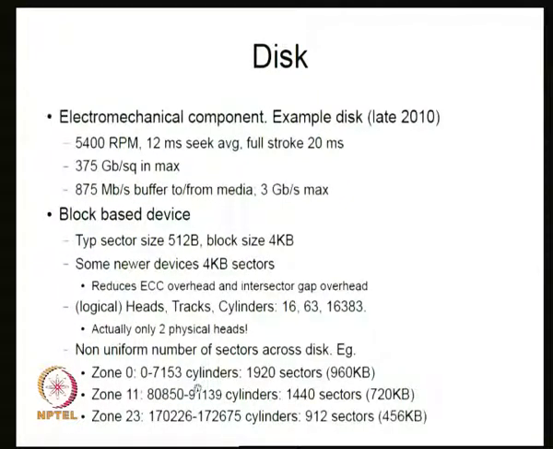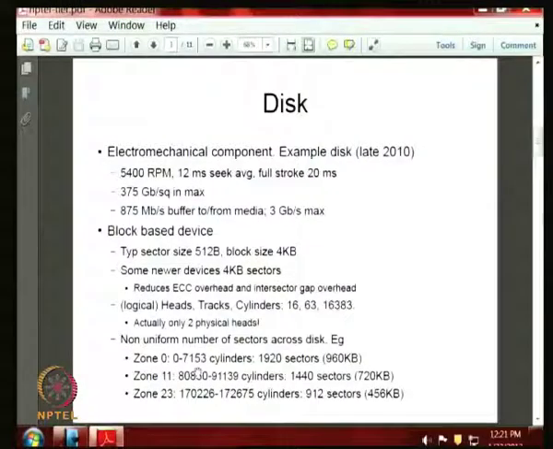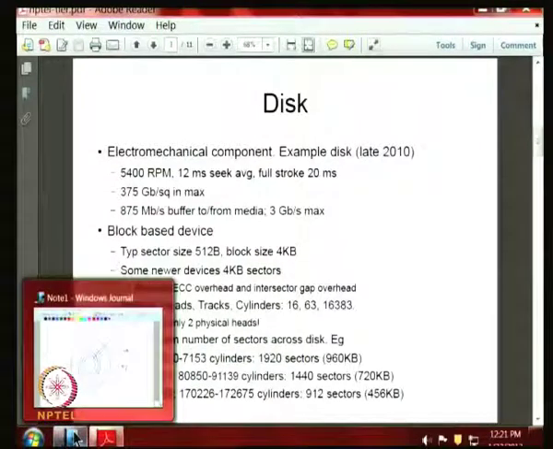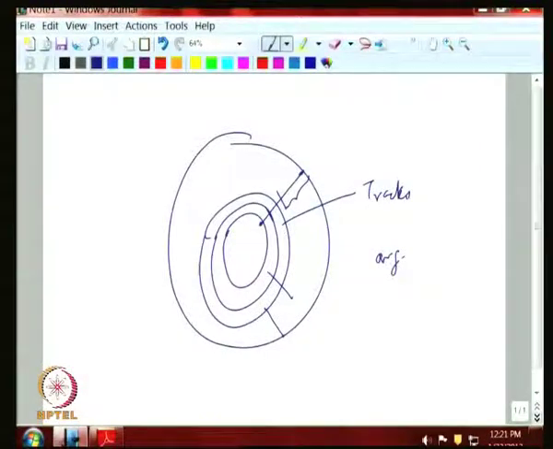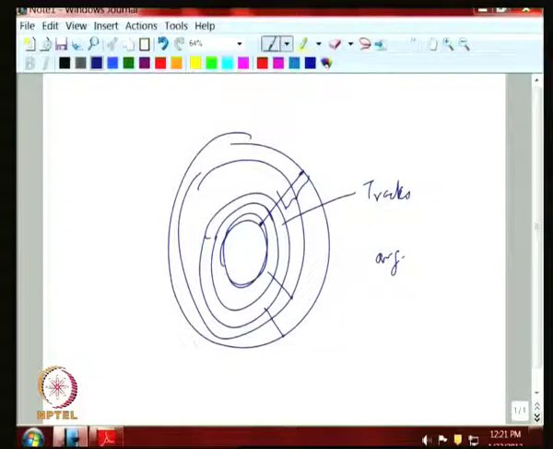What is also interesting about this is that the number of bytes on each track is different. I think, as you can imagine, if you look at this picture, this linear dimension is quite different from this linear dimension. This is much bigger than this one. So, if you are going to have constant density, there should be more bits here than on that track, than on this track.